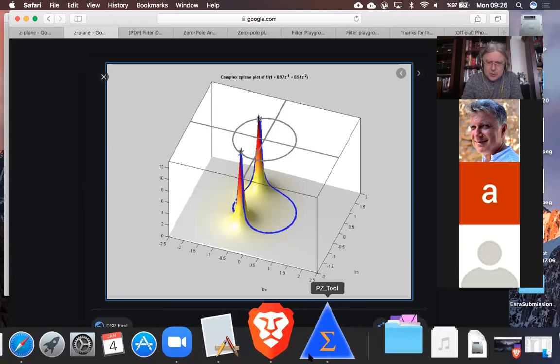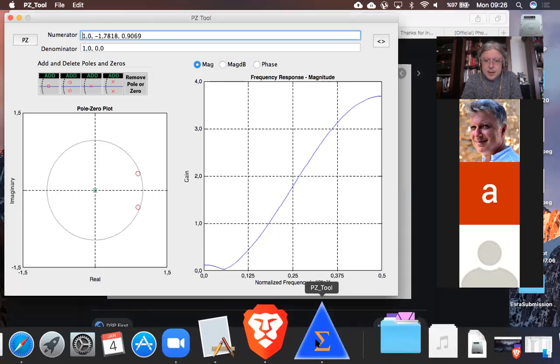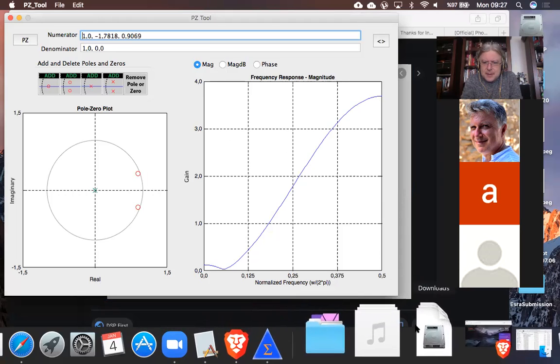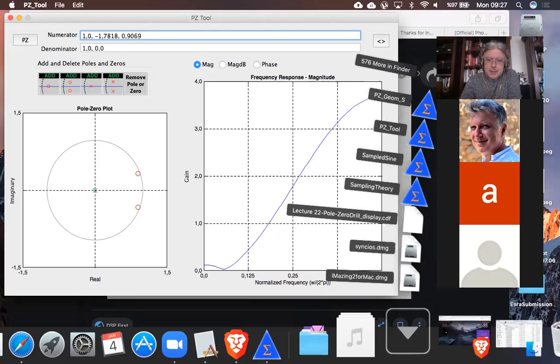Now, I want to show you something else. I found this yesterday from the internet. It's called PZ tool. On the internet, you may search for it by these names: PZ underscore geom underscore s. It shows you the geometry on the Laplace plane. This is PZ tool, which I will show you what it is really doing. It's a standalone Python application, I guess, which you can run.